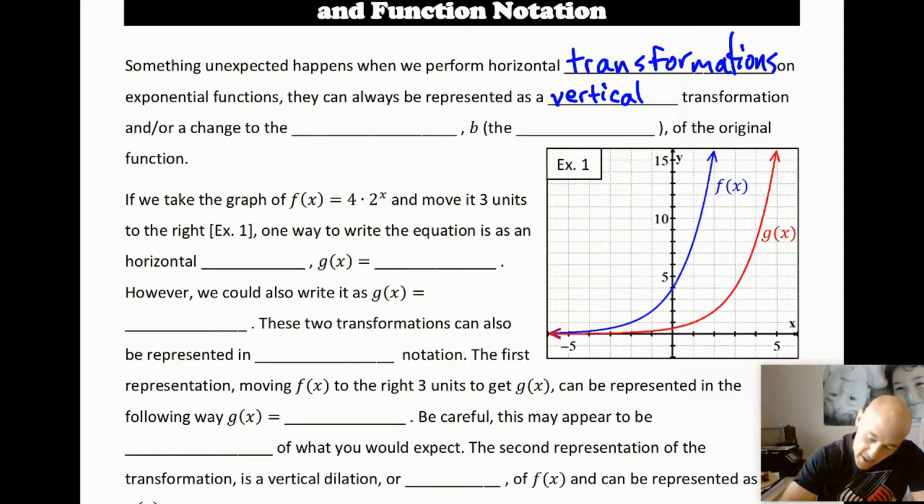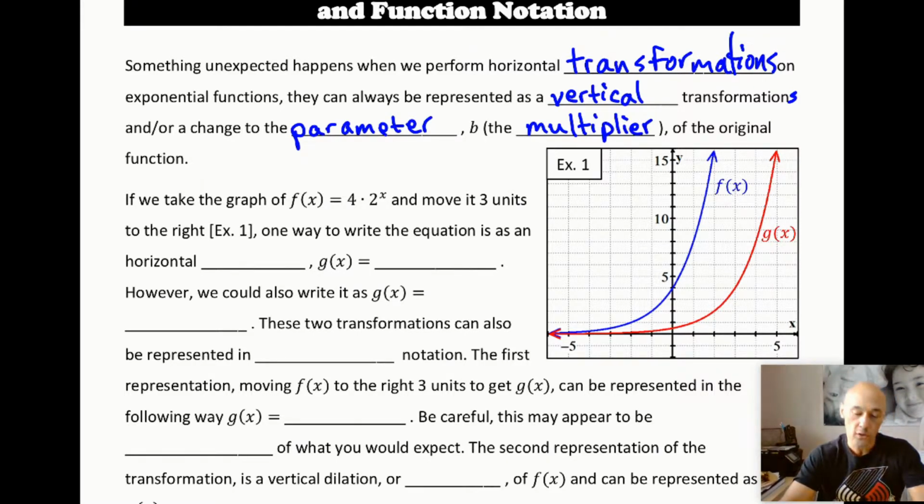Oops, there should be an S there. And or a change to the parameter b, the multiplier. So any horizontal transformation can be represented as a vertical transformation or a change to b in the original function.